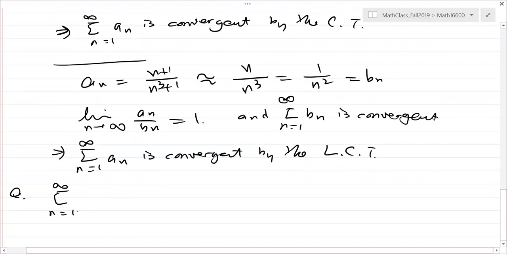Okay, the next one. I'm going to modify this problem a little bit: n minus one here, over n cubed. If I put this problem on the test, what is the best way? I give you 30 minutes to think about it. You have to give me some idea.